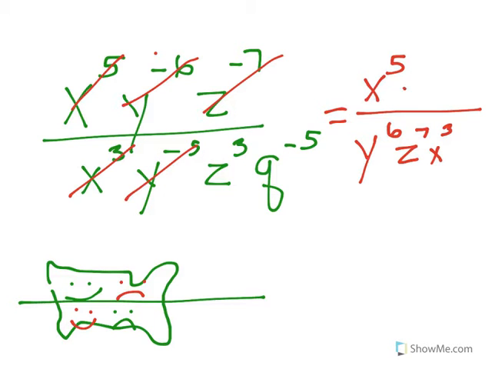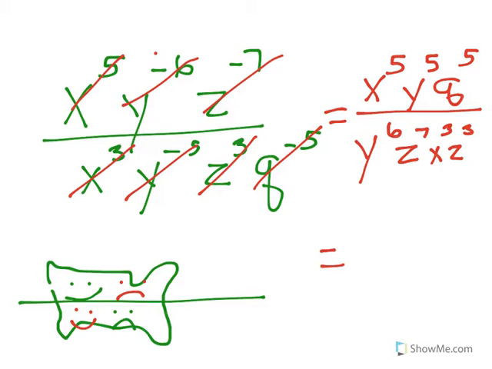Y to the negative 5th, I'm going to move up as y to the 5th. Z to the 3rd, I'm going to leave down below as z to the 3rd. And q to the negative 5th, I'm going to move up as q to the 5th. You've noticed now I've made all the exponents positive. This tends to happen on the problems a bunch. And now I can cancel things as I go.